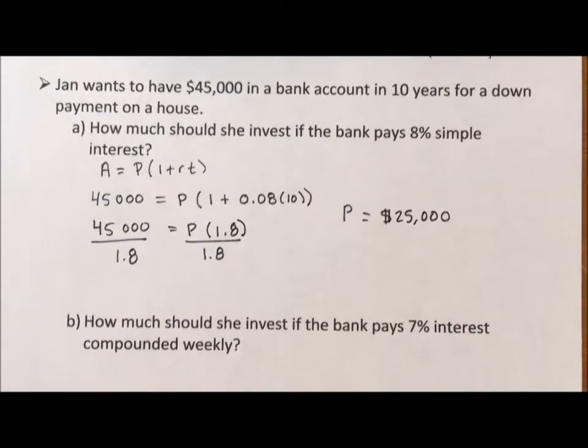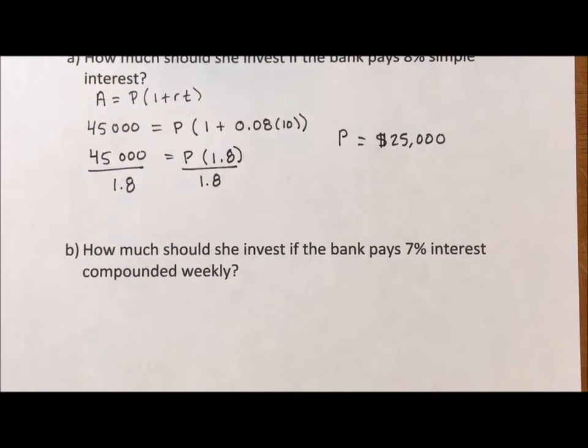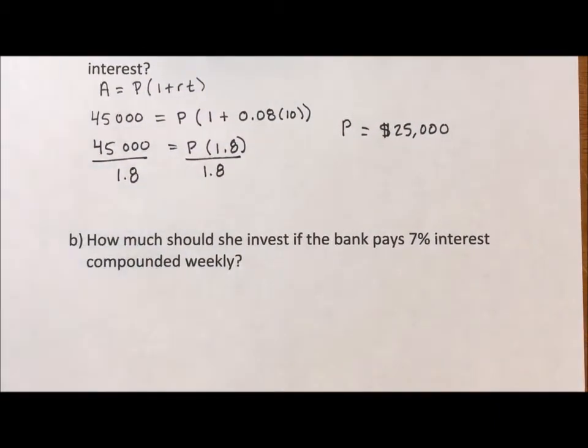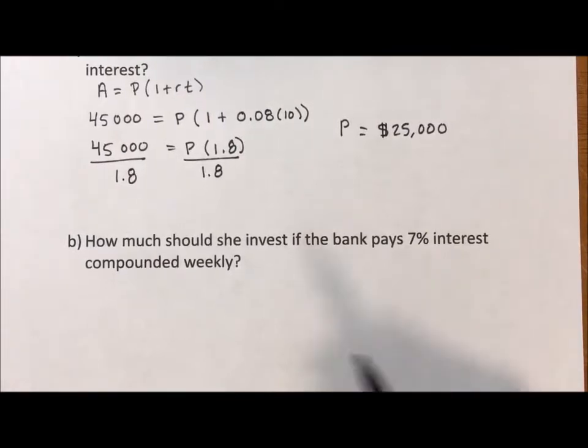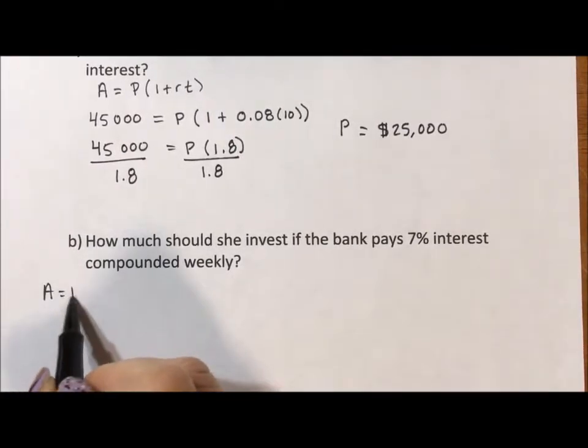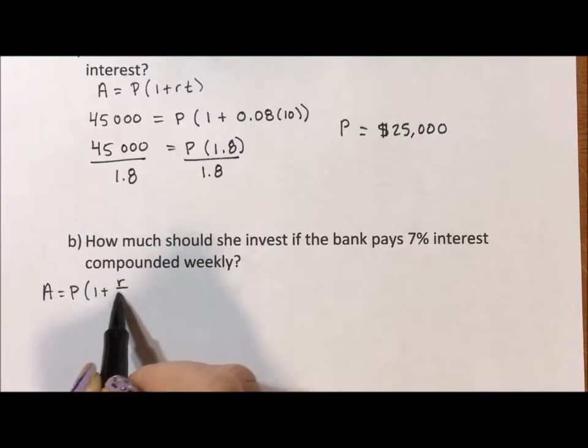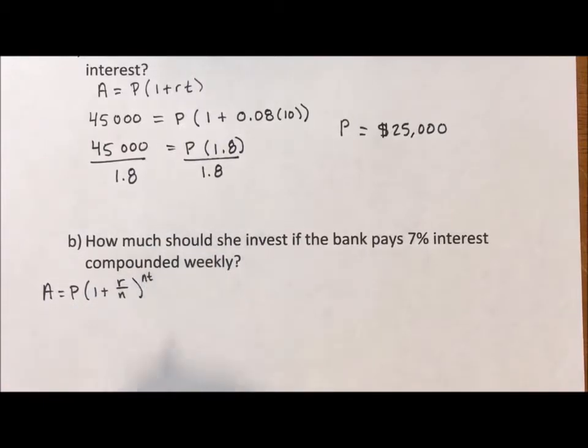So what happens if instead of simple interest, she actually finds a bank that'll do compound interest? So now we're going to use A equals P(1 plus R over N) to the NT. And so what's happening here is the 7% is going to get divided evenly amongst the 52 weeks in a year. But then because you're applying interest 52 times a year, it's 52 times the number of years.